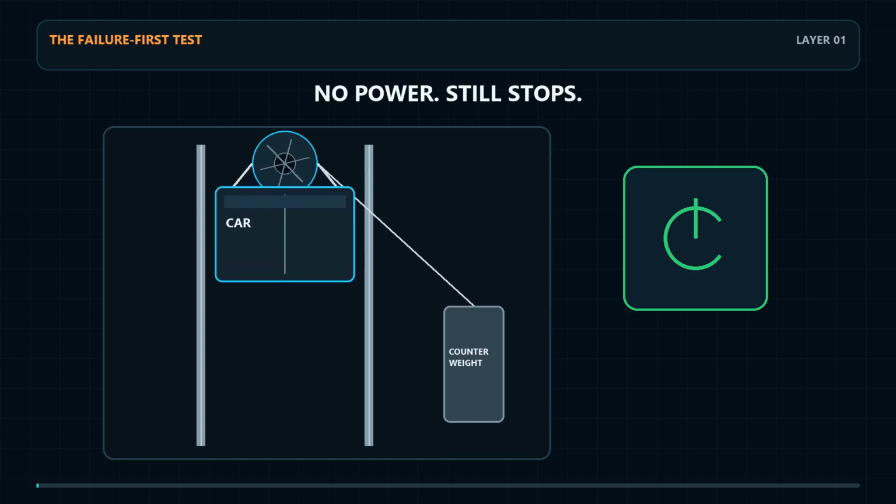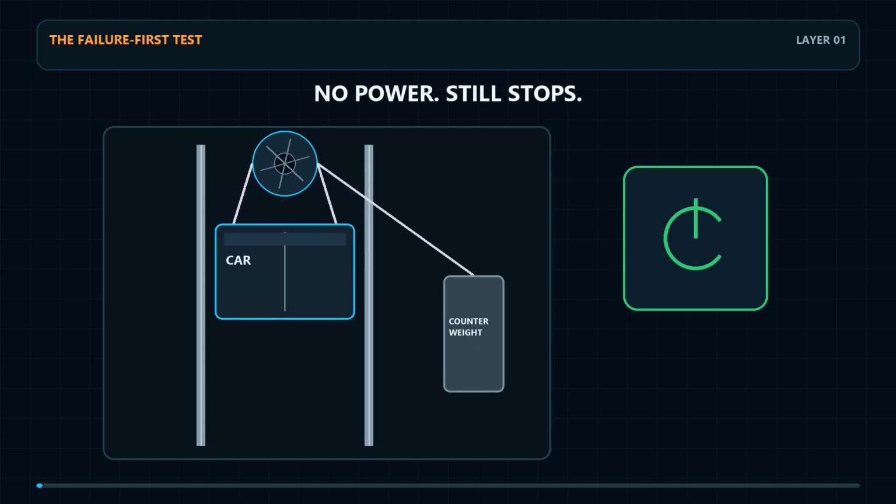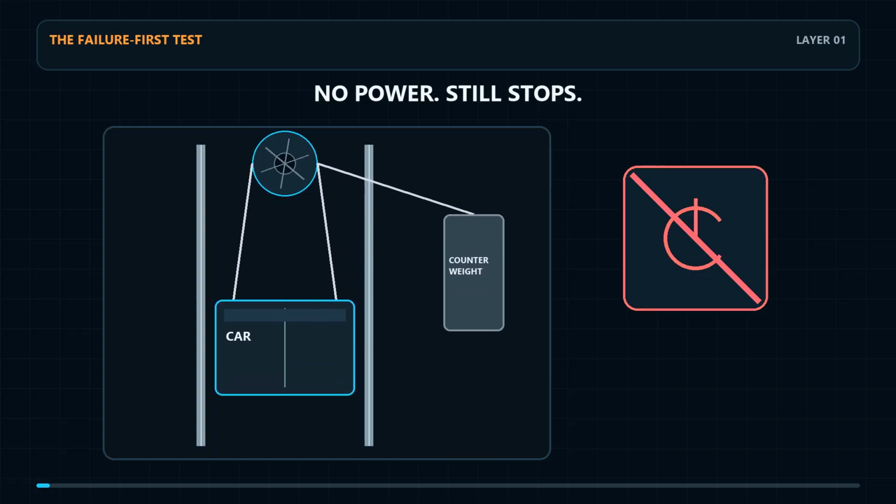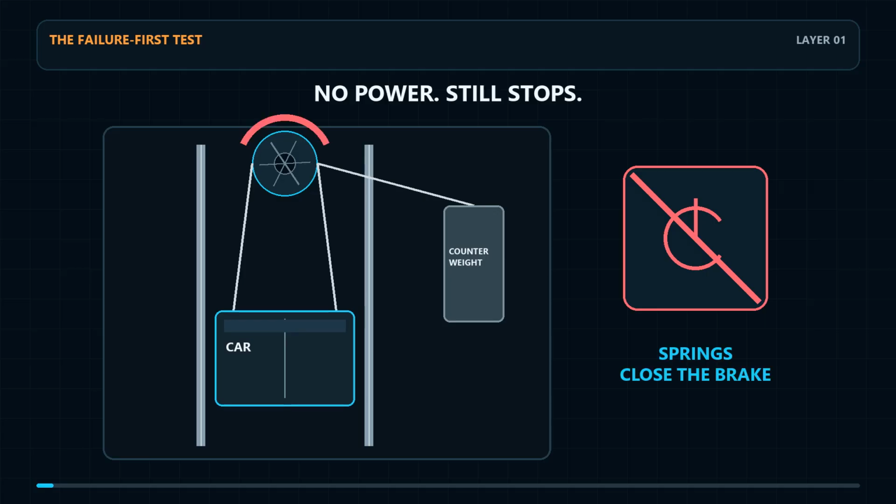Cut power to a traction elevator, and its first brake does not release. It closes, but that is only layer 1. If the car still accelerates, a second system measures speed without trusting the main motor and turns the guide rails into brakes. A blackout and a descending overspeed are different failure paths, so they need different answers.